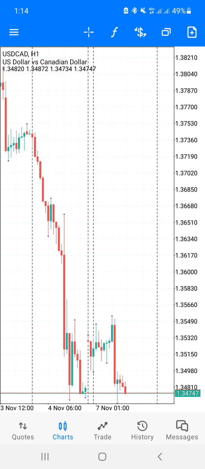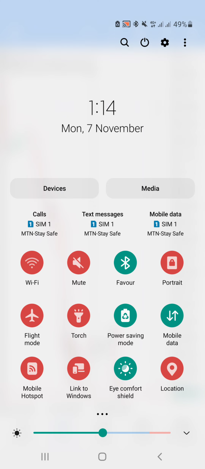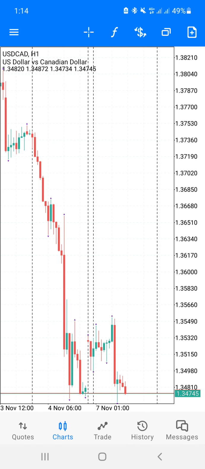Okay, we are going to check USD CAD first, right? So let's invert our phone. Let me invert my phone so we can have a better view. Yes, I've inverted my phone. So now remember, we're looking for rising and falling wedges, right? So I think this is an example. Look at this.